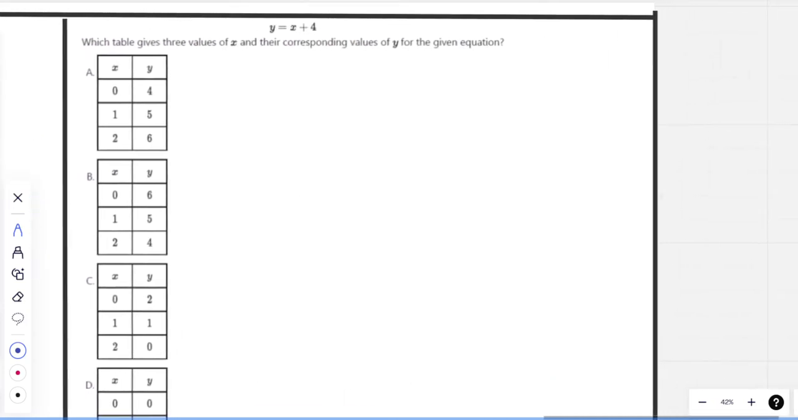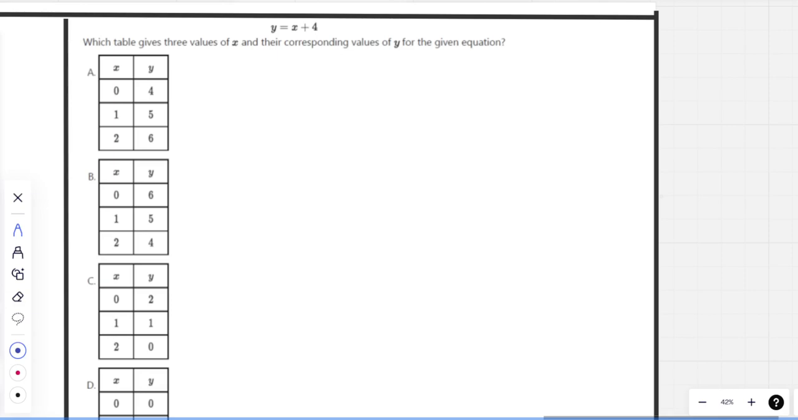All right, this one's talking about a table. Which table gives 3 values of x and their corresponding values of y for the given equation? Any answers in the chat?